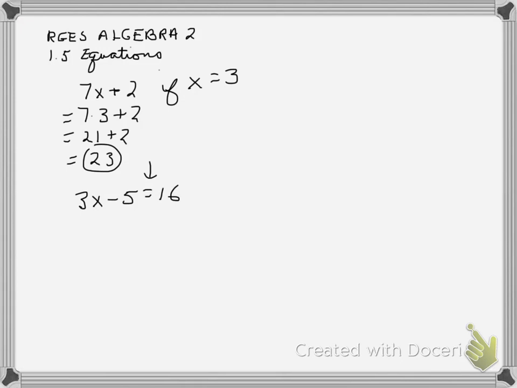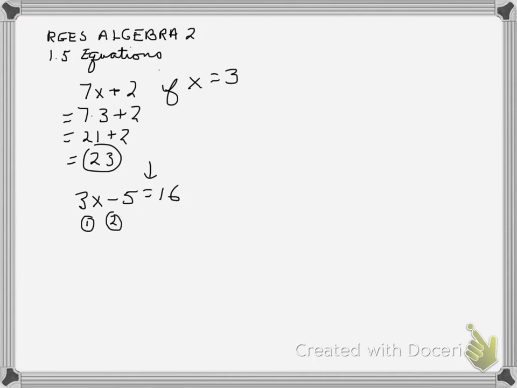Now, you have done this before. Remember that what we try to do is undo each operation one at a time. On the left-hand side, what two operations do we have? We have a multiplication, because a constant written next to a variable means multiply. 3x means 3 times x, and I have a subtraction.